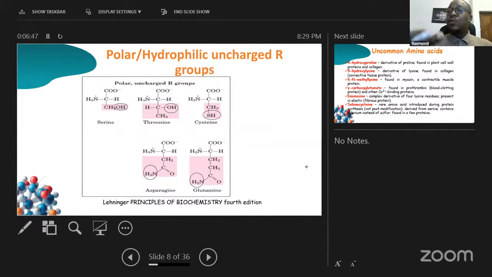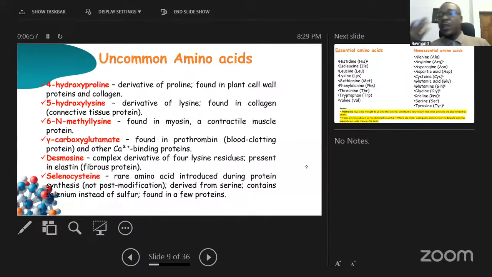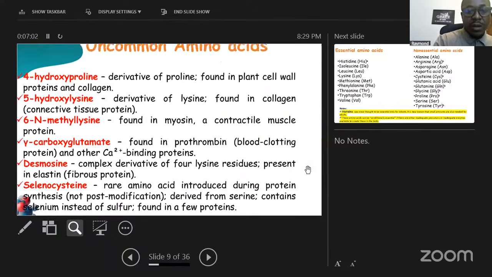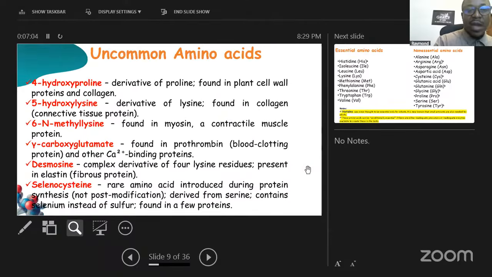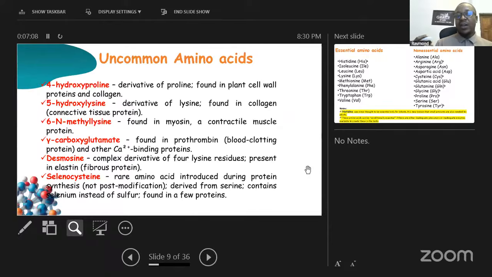So when we go into protein properly, we now start saying their functional group, the R group, comes into play. These are uncommon amino acids. We have the hydroxyproline and 5-hydroxylysine. These are two important amino acids that are found in collagen.